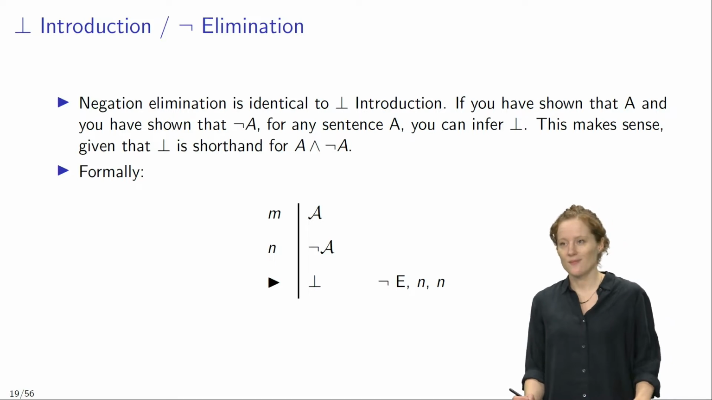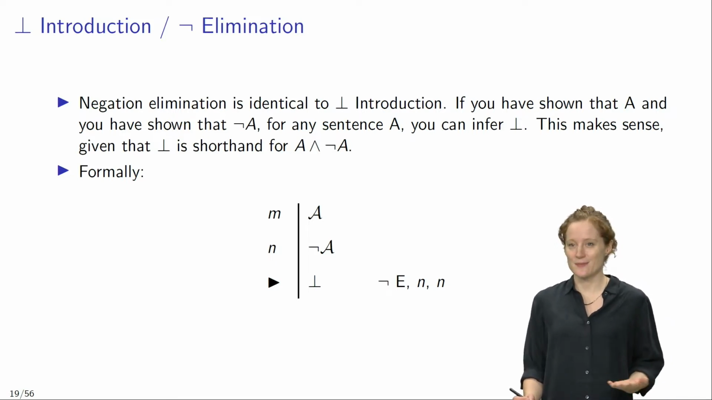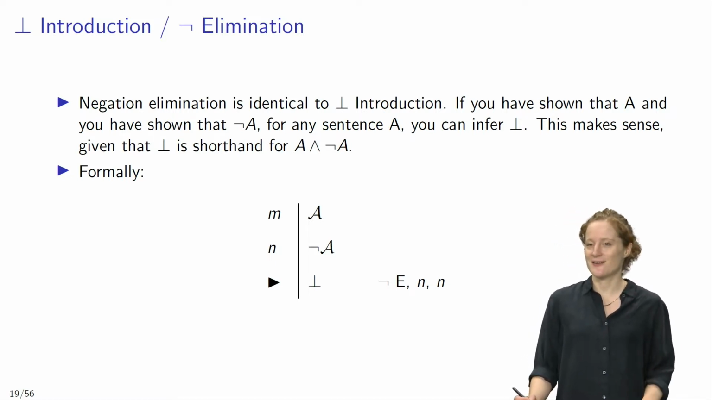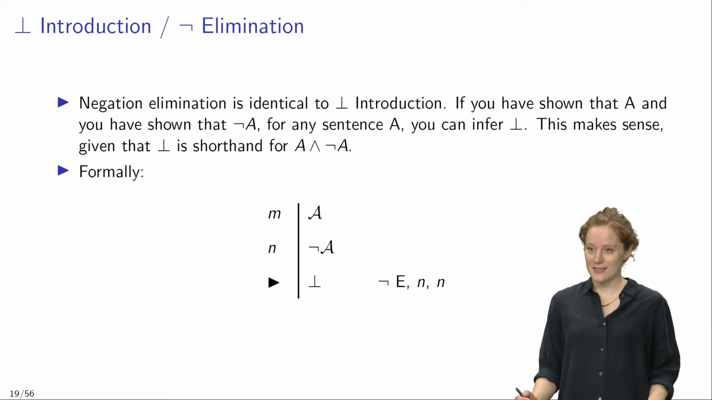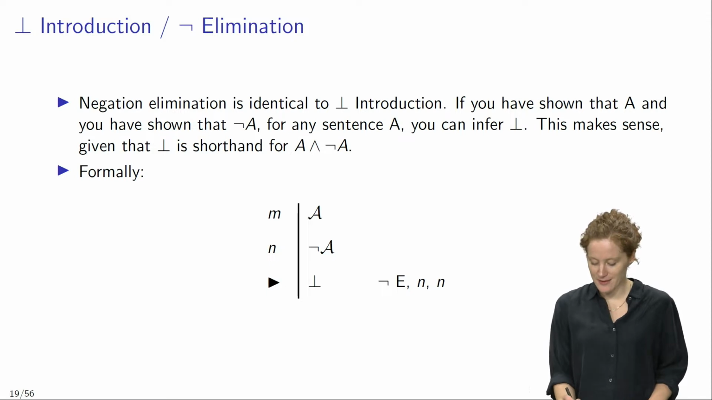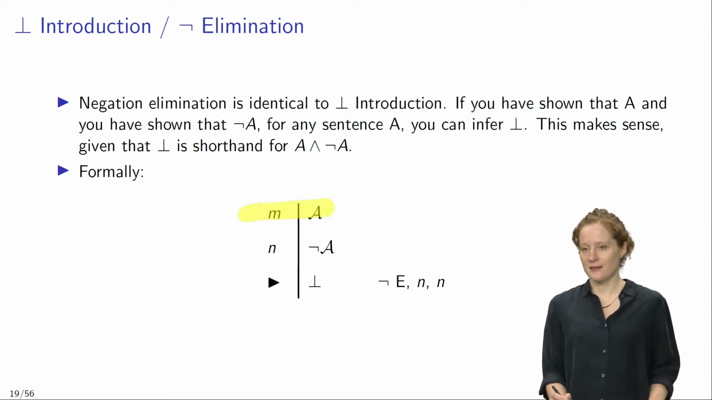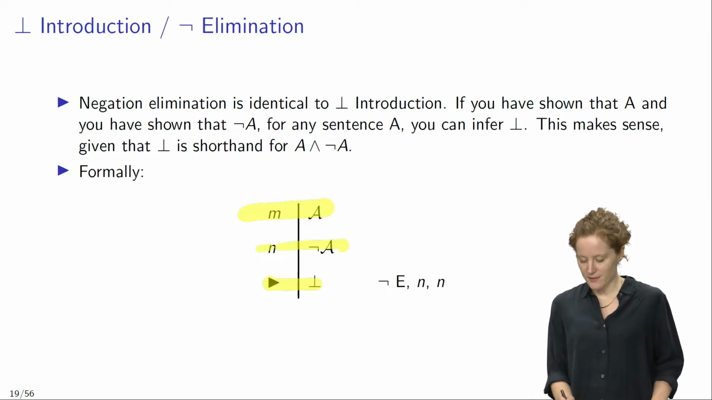And as before, this makes sense given that bottom is simply shorthand for a contradiction such as A and not A. And as we discussed before, formally this rule looks like this. Suppose in line M you have the sentence A and in line N you have the sentence not A. You can then infer bottom and justify this inference by citing bottom introduction as applied to lines M and N.